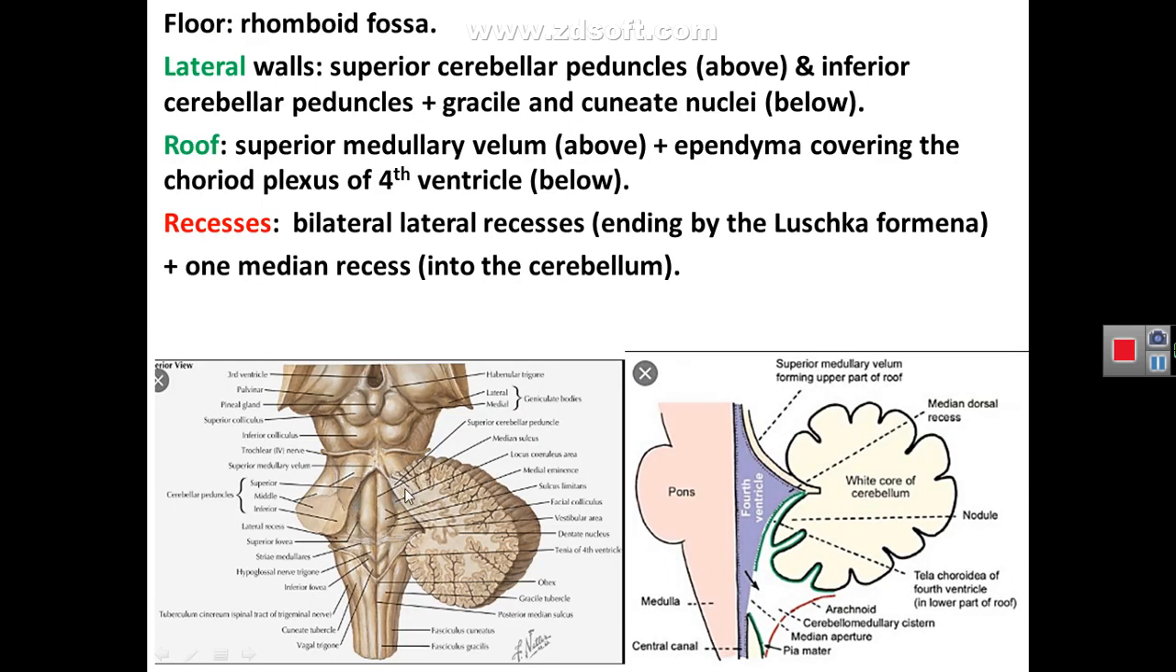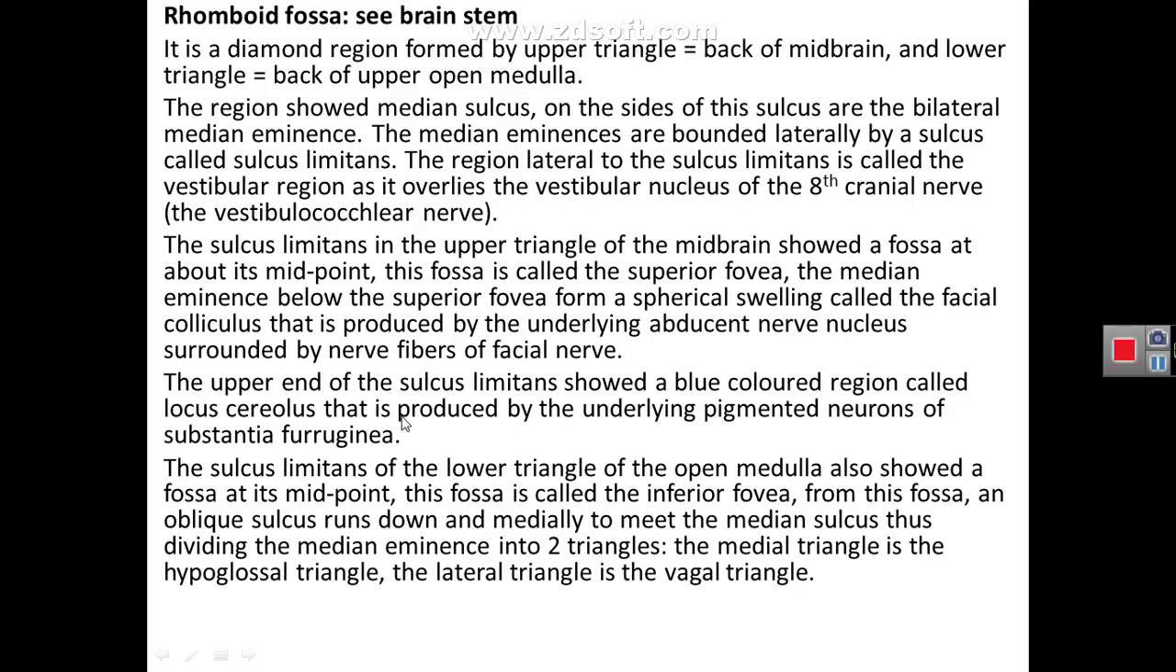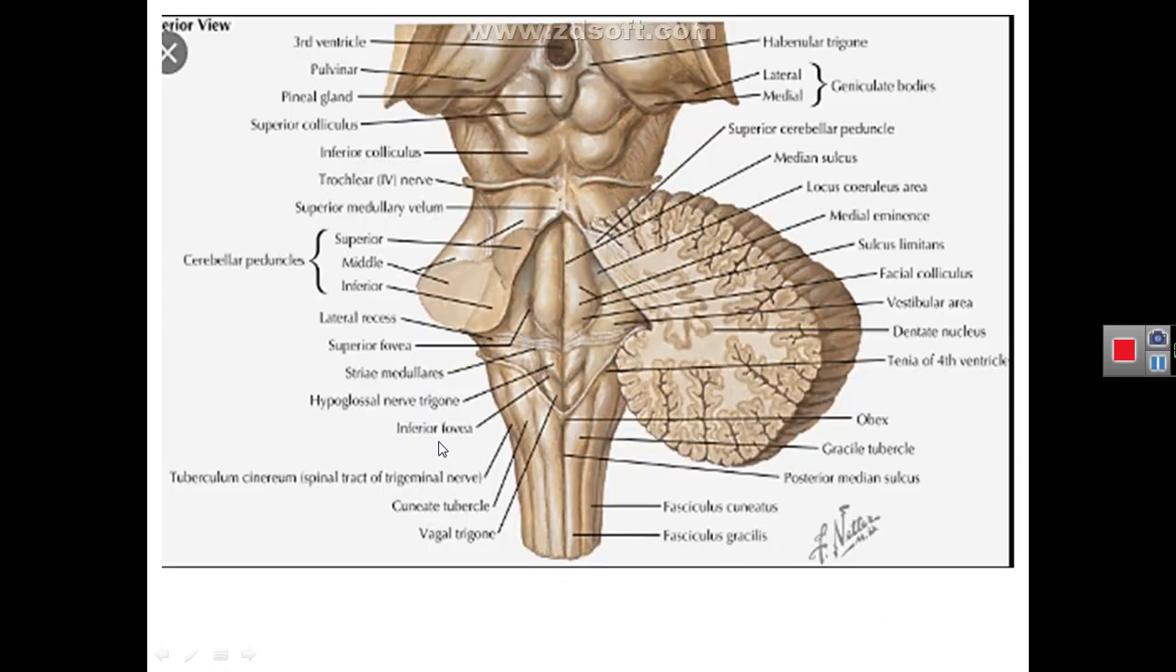The floor of the fourth ventricle is called rhomboid fossa, and the structures forming the floor of the rhomboid fossa, the floor of the fourth ventricle, had been extensively described with the presentation of the brainstem, and you must go to the presentation of the brainstem for more details of structures forming rhomboid fossa according to this figure.